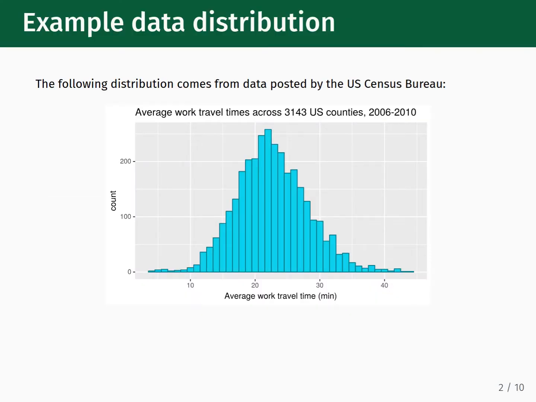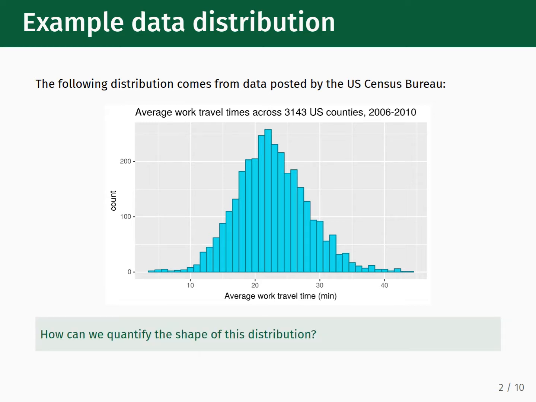In the previous lecture, we learned the tools we can use to quantify the center and spread of data distributions as part of our analysis of a dataset. Now we are going to learn the specific functions within R and the tidyverse that allow us to use these tools. To help demonstrate these tools, we will use example data posted by the U.S. Census Bureau containing the average work travel times across 3,143 counties in the United States between the years 2006 and 2010. Our main task will be to use statistical measures to quantify the shape of this distribution.